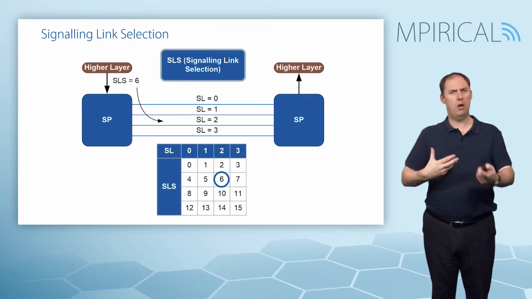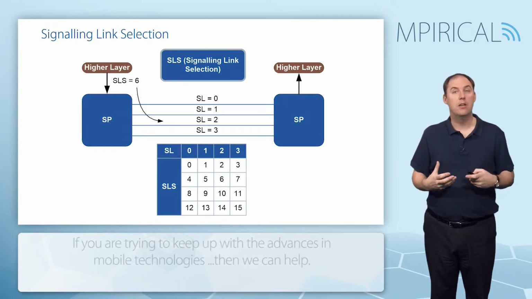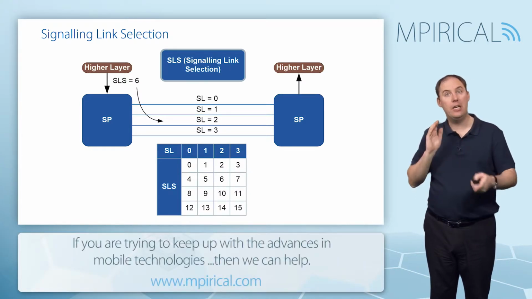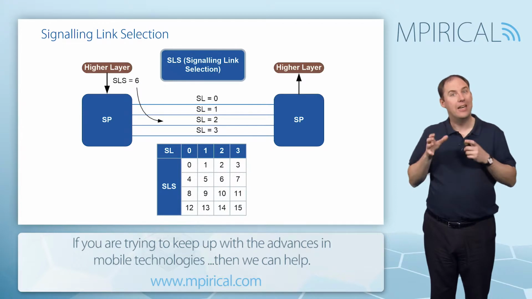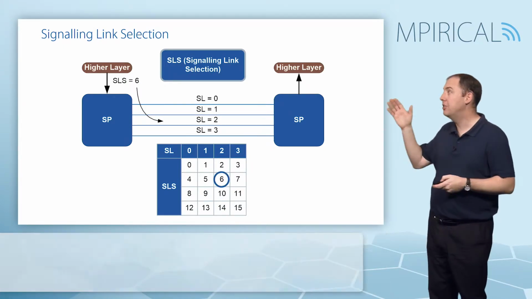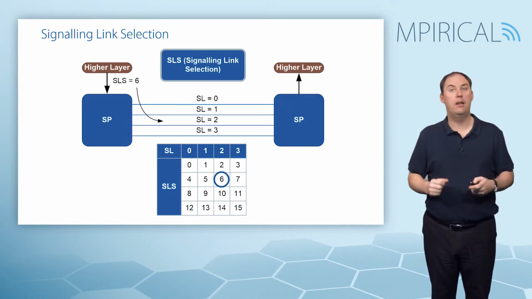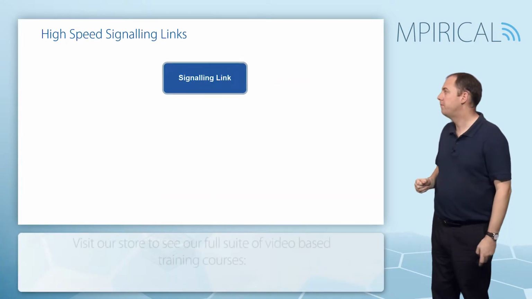So how do we actually load balance? Well, the load balancing is actually done by the application, the higher layers. So by the higher layers changing the value of SLS, signal link selection, it sends down to the MTP. That's going to effectively load balance. So if the application here was to change it to, for example, value 9, that would map to a different signaling link.